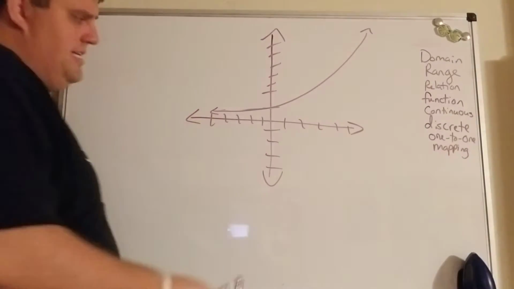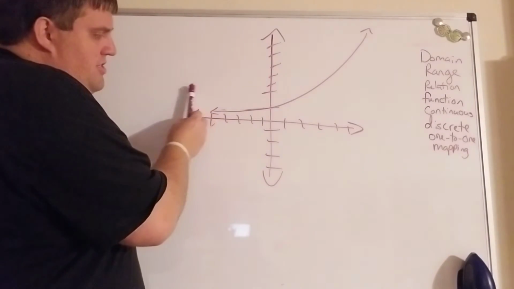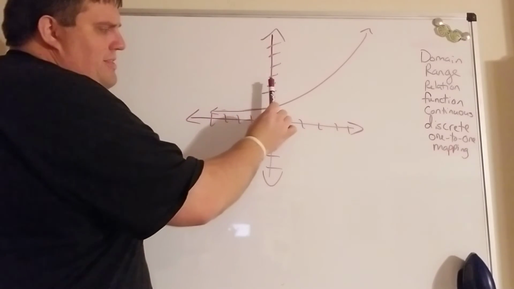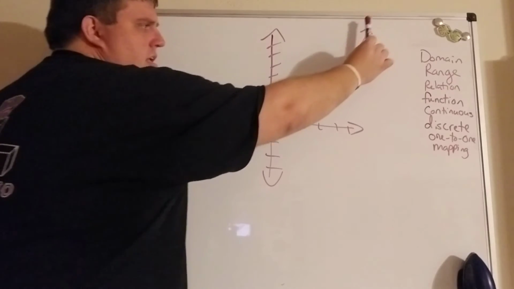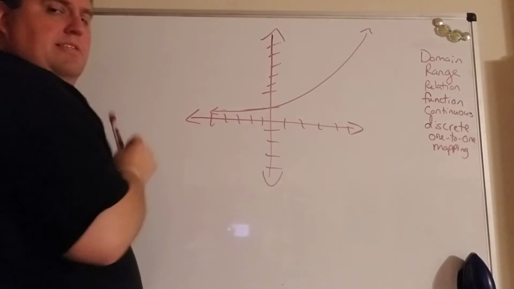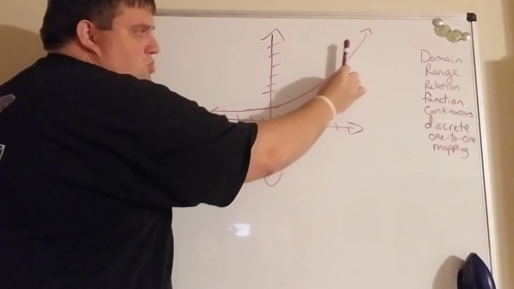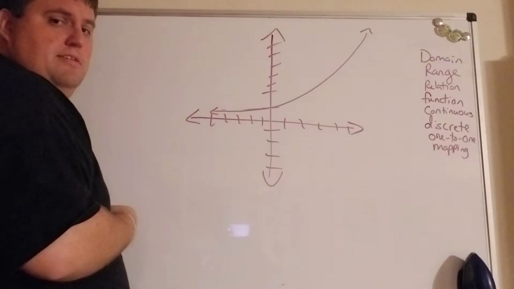The vertical line test says that if I use an imaginary vertical line, I'll use this marker, if it only touches the graph at one spot as it moves throughout the graph, then that is a function. So this one right here, you see there's nowhere that it would actually touch twice. This is a function because it passed the vertical line test.